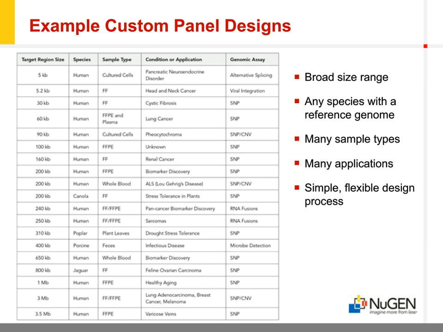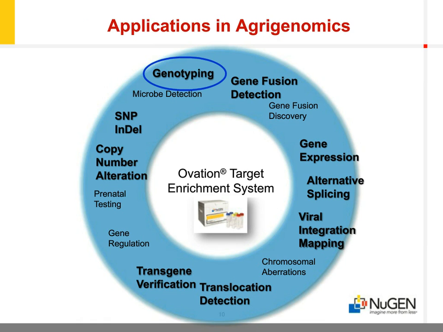Today's focus will be on genotyping for agrigenomics. There are an abundance of additional applications in this space that can be enabled with Nugen's target enrichment system, including large-scale rearrangements, pathogen mapping and identification, and fundamental research, including gene expression. At this time, I will hand off the presentation to Dr. Davide Scaglione so that you can learn more about the workflow they have developed with the target enrichment system.